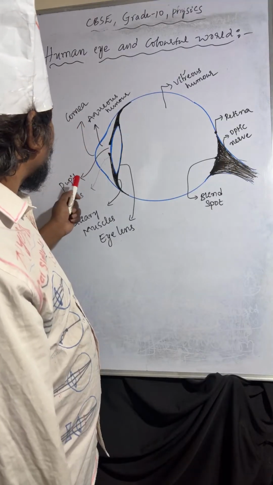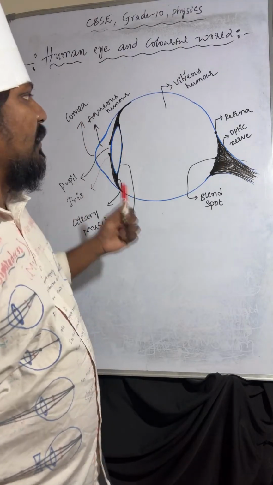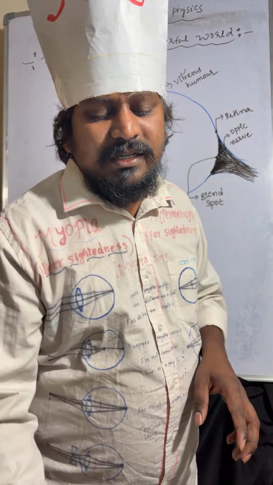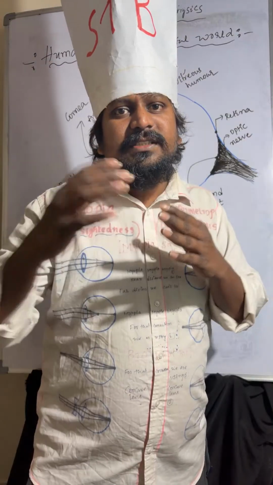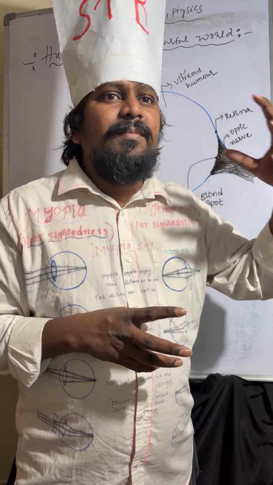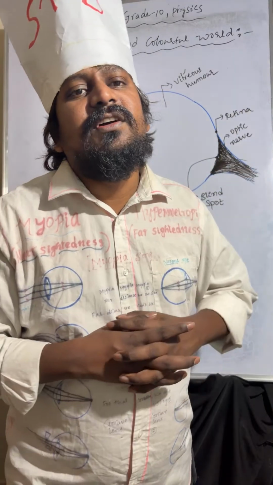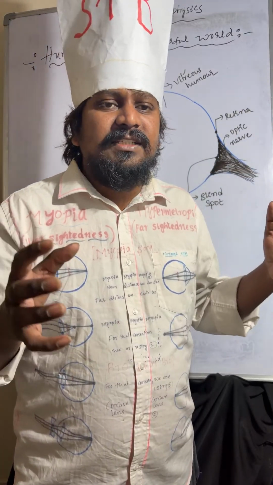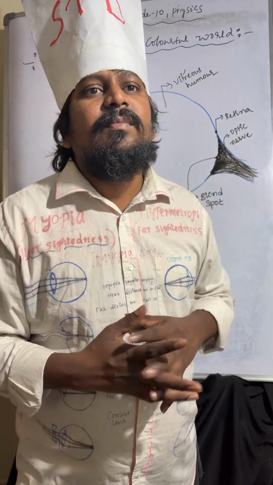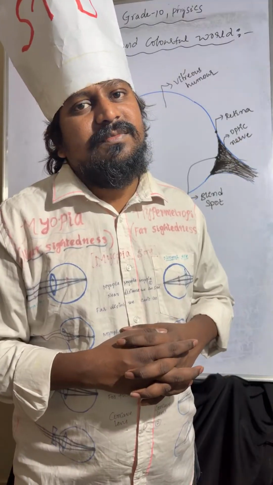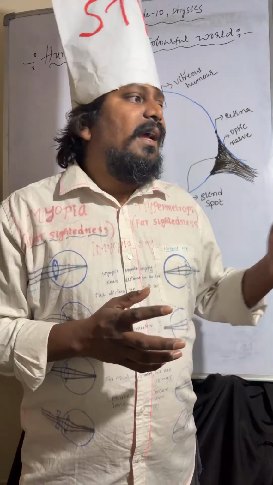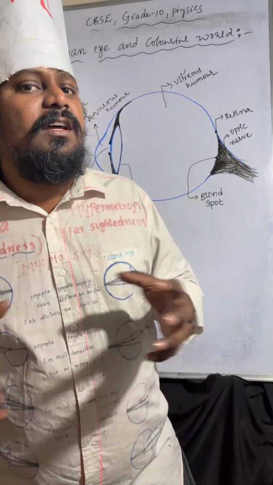Coming to the ciliary muscles. When you want to see a nearby object as well as a far distance object, the ciliary muscles will adjust the curvature of the lens so that we are able to see both nearby and far distance objects. In cameras we can zoom in or zoom out.